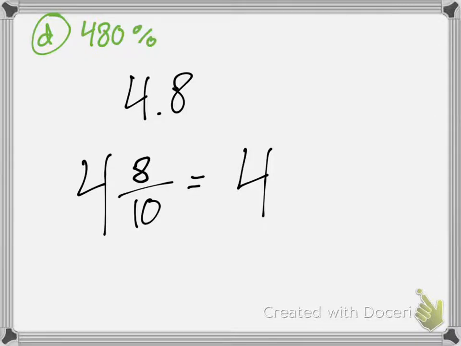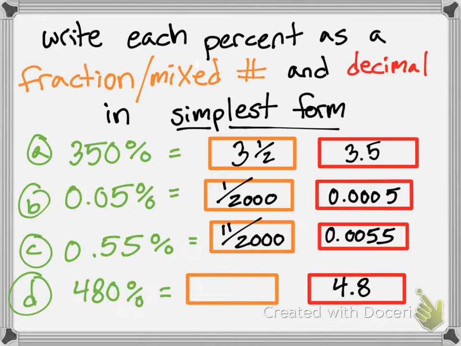What can I simplify that to, Lior? You can simplify by 2. Perfect. Divide by 2, and what do we get? You get 4 and 4 over 5. 4 and 4 fifths. Excellent. We can't go any further than that. Great job, you guys.